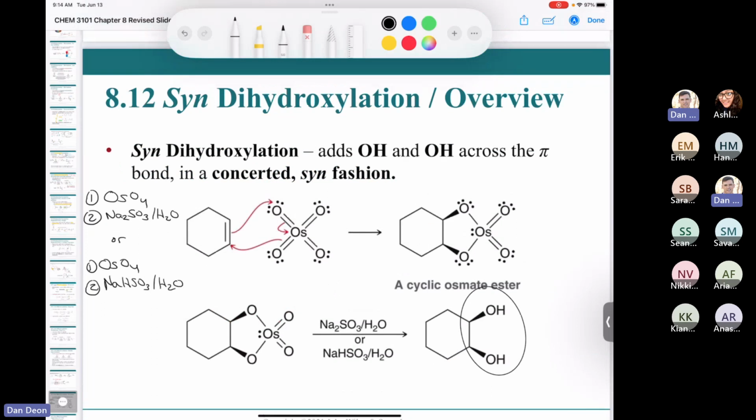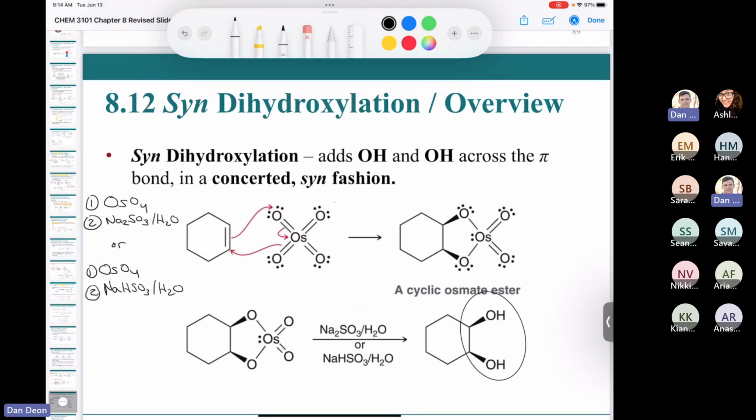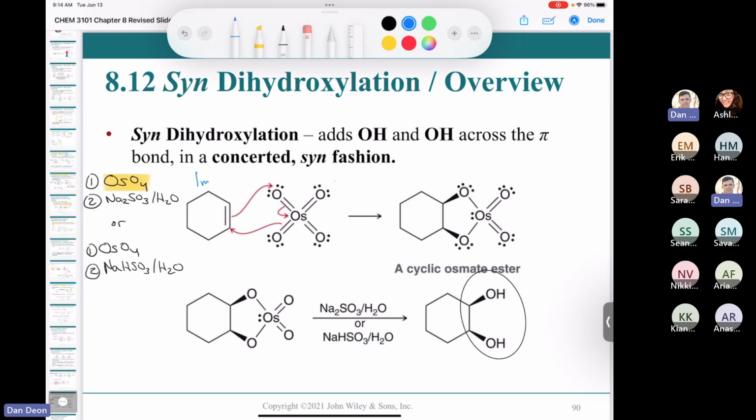Now, the problem with this reaction is that you need a stoichiometric amount of osmium tetroxide. If you're saying, well, what's stoichiometric? It means if you have 1 mole of the alkene, you need to have 1 mole of osmium tetroxide. And osmium tetroxide is extremely, extremely toxic. Britney Spears wrote a song about it. So it's extremely, extremely toxic. And so if we can avoid using osmium tetroxide, we will do it, okay?